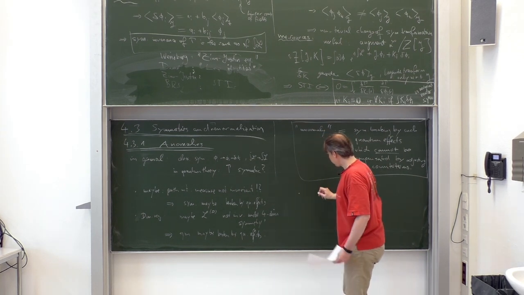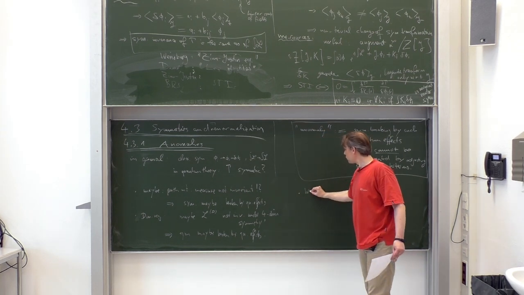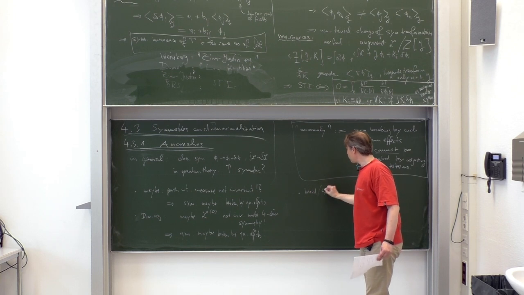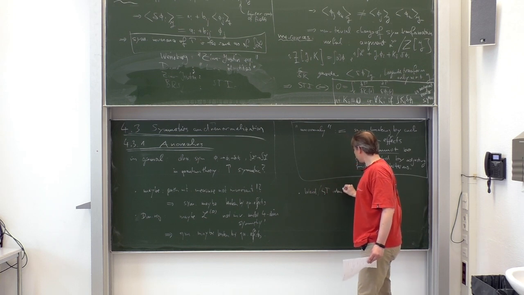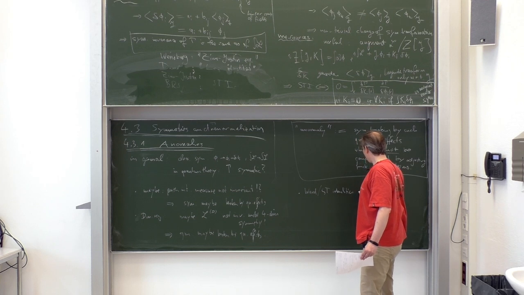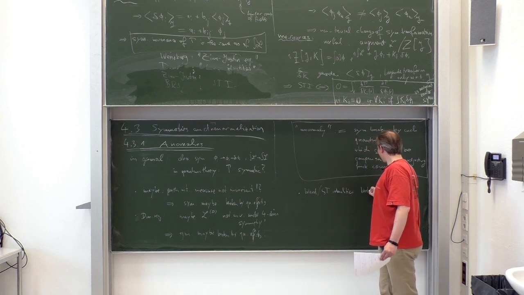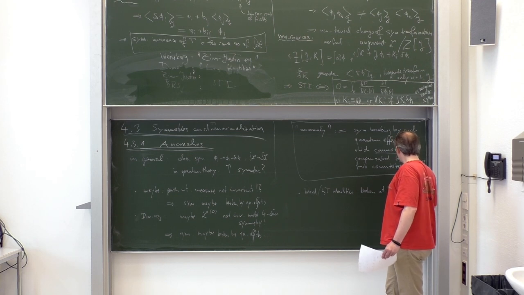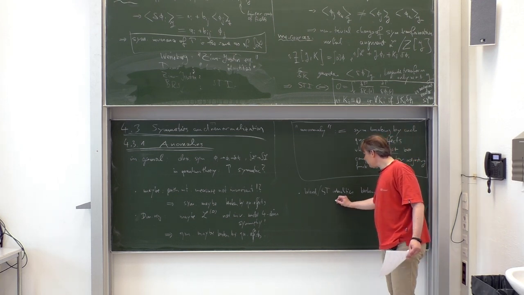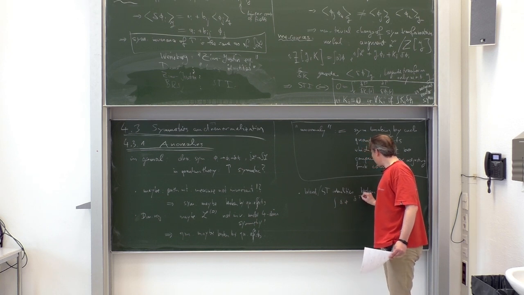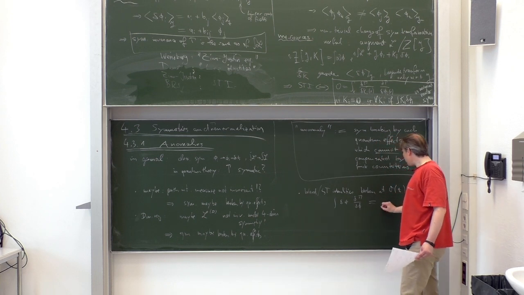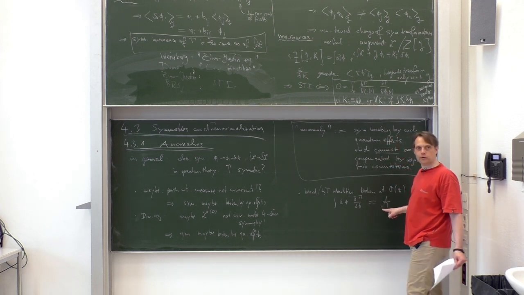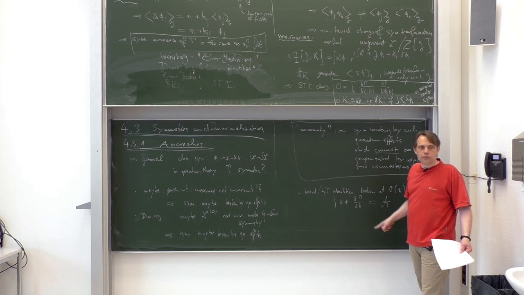So, the effect of this is that Ward or Slavnov-Taylor identities are broken at order h bar. For example, in the case of a Ward identity, delta phi times d gamma by d phi is actually not zero, but let's call it curly A, where curly A stands for the anomaly.